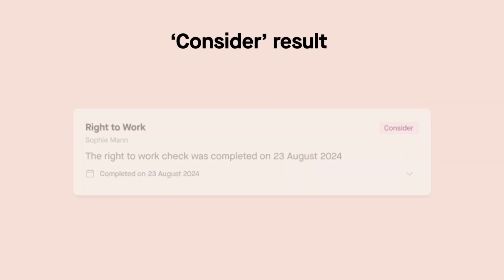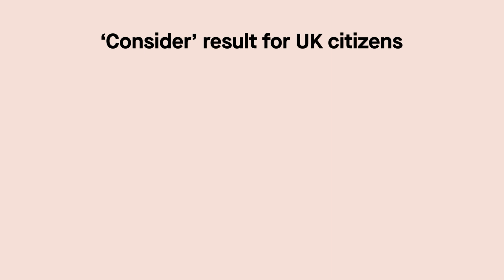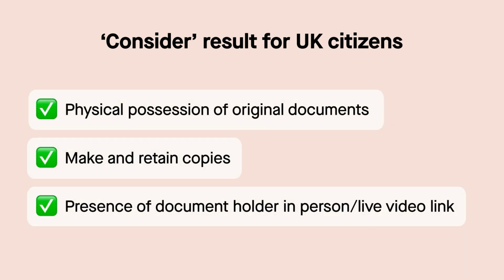Now, let's look at a consider result for UK citizens. This typically occurs when an expired British or Irish passport or a British birth certificate or certificate of registration or naturalisation, along with proof of national insurance, is submitted. These documents will produce a consider result because a manual review of the documents is required. To perform a manual check, you will need to physically obtain the original documents, to check their validity, and then to make and retain copies.